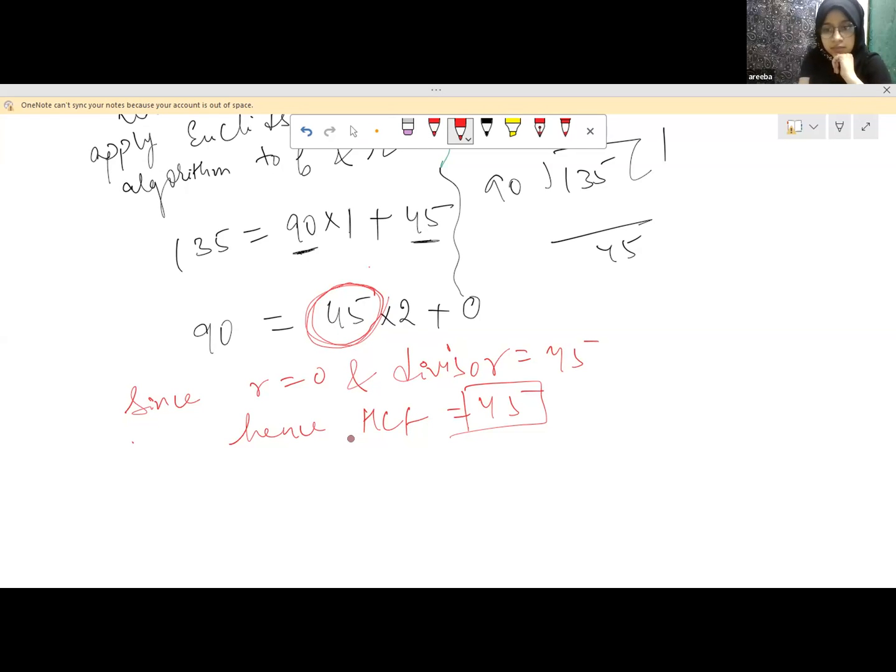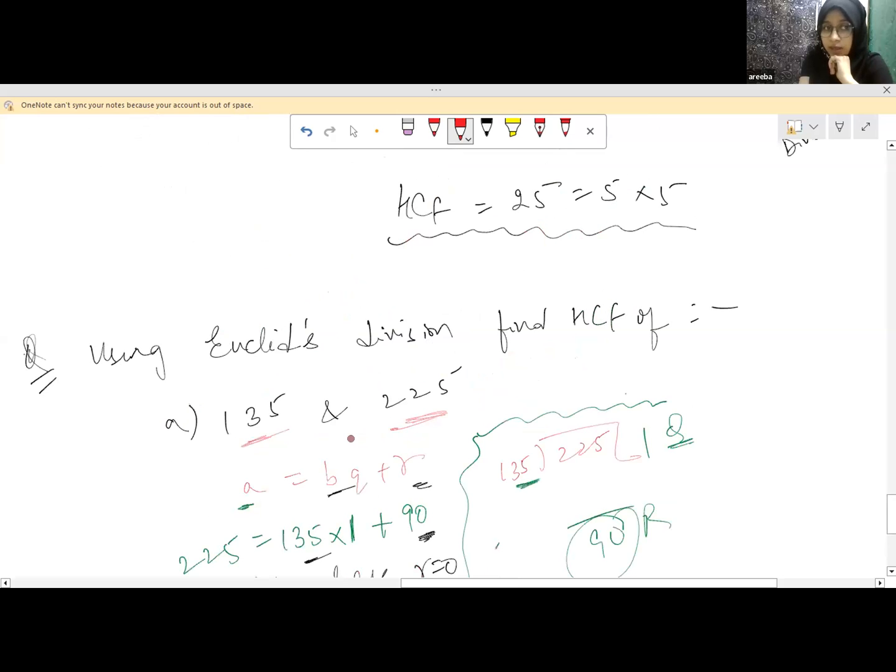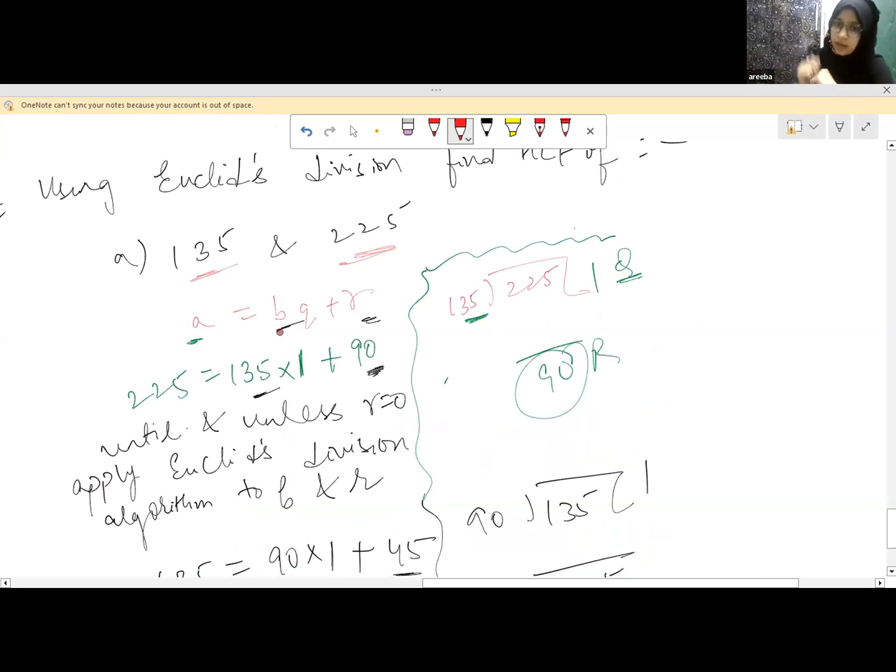Got it? So what I did: I'll be given two numbers. Of course, I'm going to divide the bigger one by the smaller one. Write them in the form A is equal to BQ plus R, where A is the bigger number, B is the smaller number, and Q and R we already know. After that, until I get zero, I'm going to repeat the process with B and R as the next two numbers.